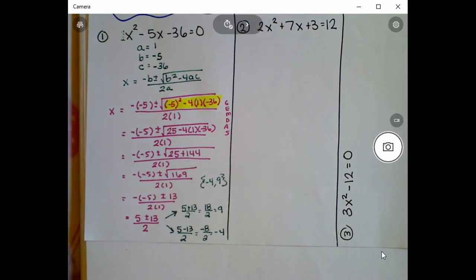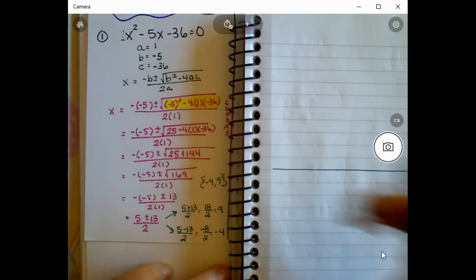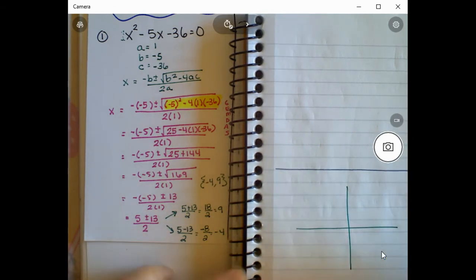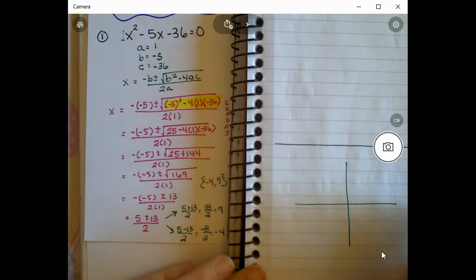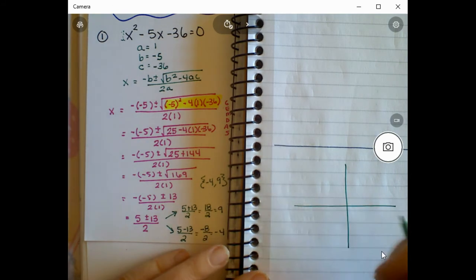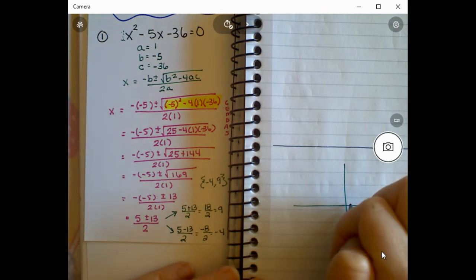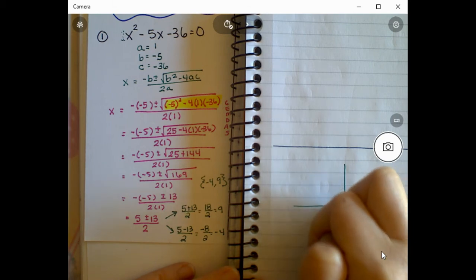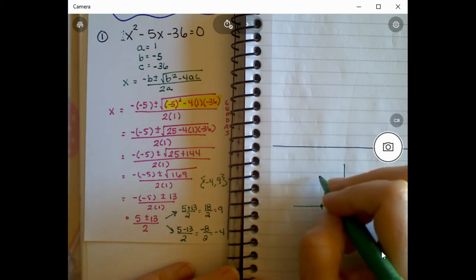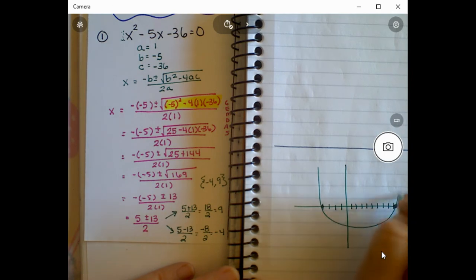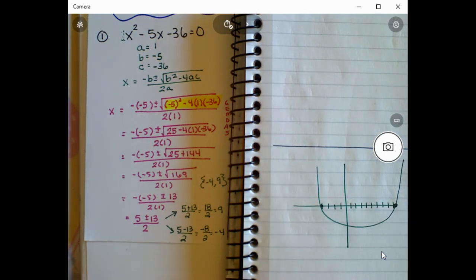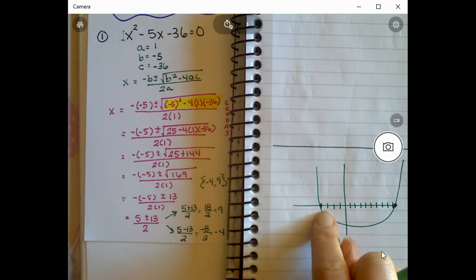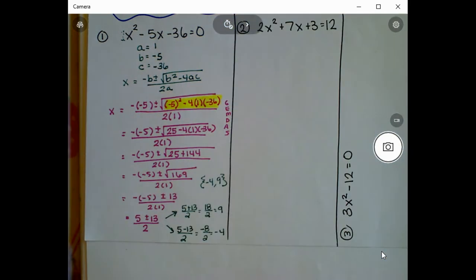Okay. And one other thing, just to show you, is that if this was a graph, and this is not going to be fully accurate, but it will give you an idea, the answers to this, the zeros, actually are on the graph. So 1, 2, 3, 4, 5, 6, 7, 8, 9, the x-intercept, and 1, 2, 3, 4, negative. So you would have a parabola, something like this. Okay, that's what that draws. 9 and -4.